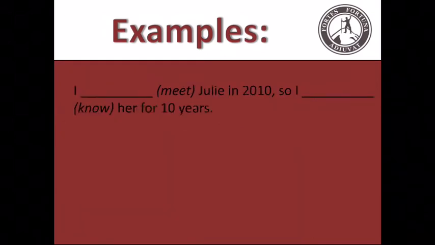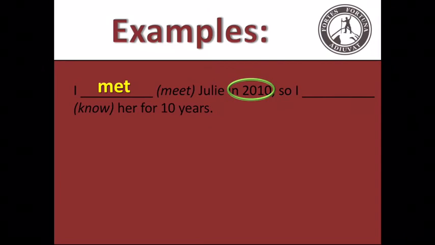Last one, we have two gaps here. I, our verb is meet, Julie in 2010. So I, our verb is know, her for 10 years. So let's split this up into two sections. In the first section, we have a specific time, in 2010. So we know that the verb meet needs to be in past simple. We're going to put met in the space.